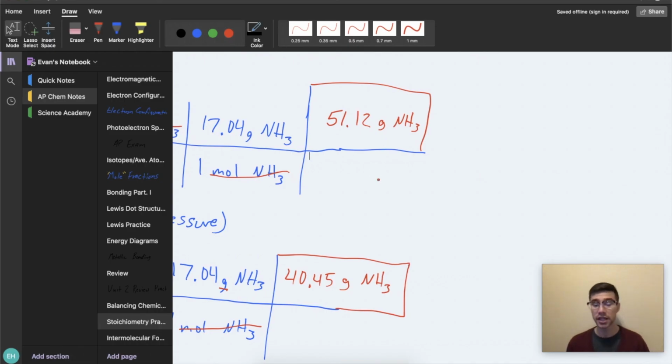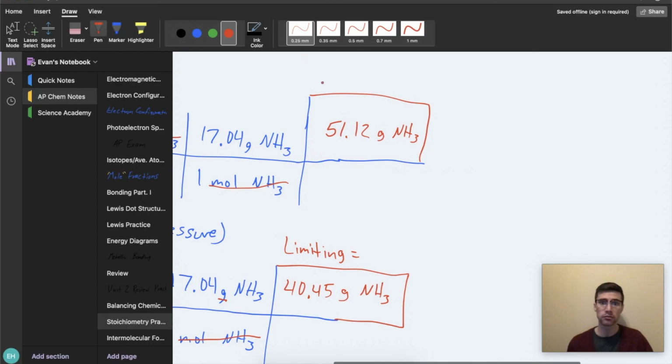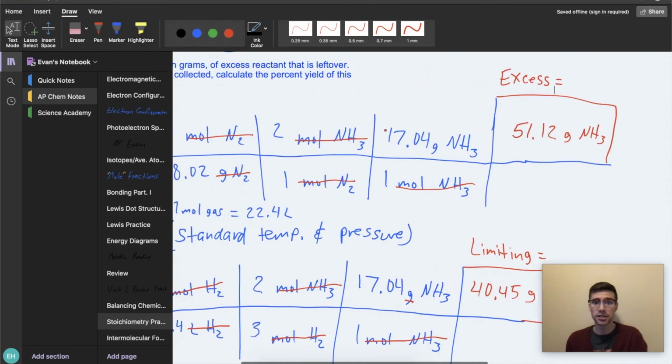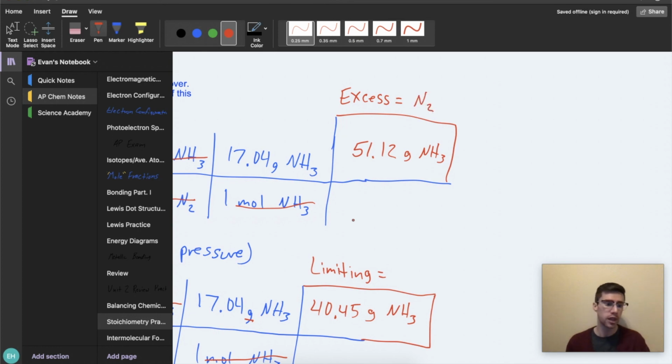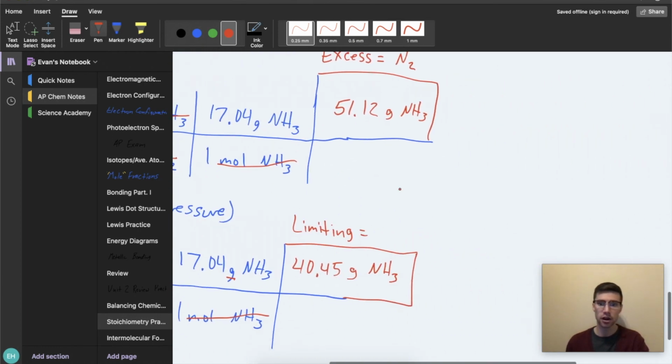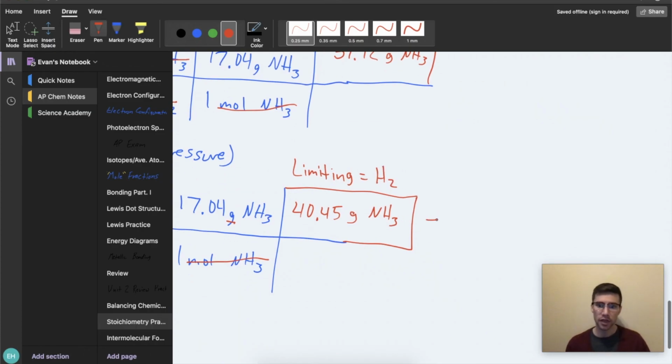Okay, and just like in problem number 1, we know that anytime we're given a smaller amount of product, this is our limiting reactant, okay? Because it limits how much ammonia we can make. All right, this would be our excess. So we should have some of this left over. Since this is our nitrogen gas, we know that the excess is our N2, and we know that the limiting reactant is our H2, which means that this 40.45 is what we would call our theoretical yield.